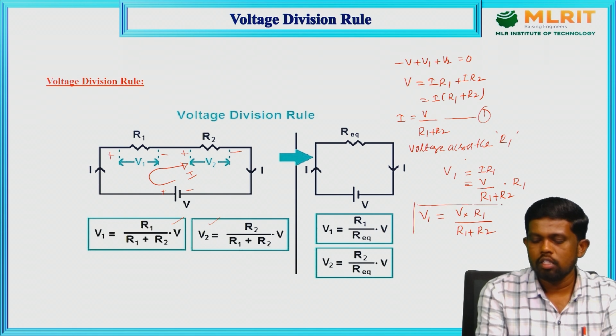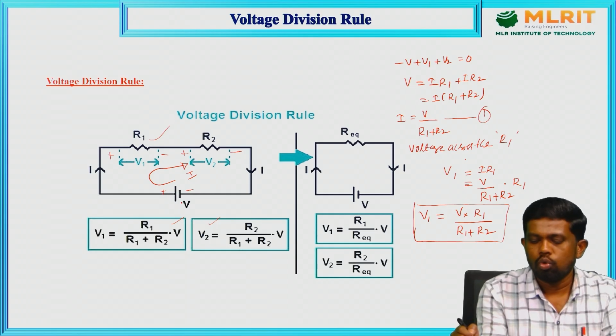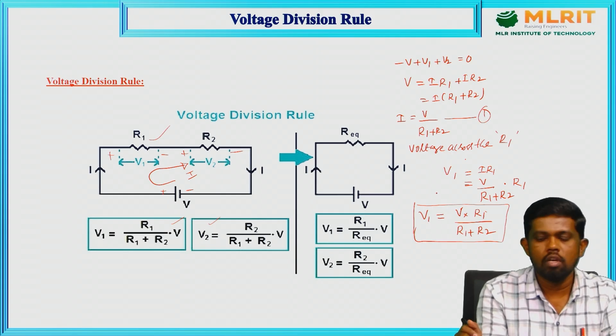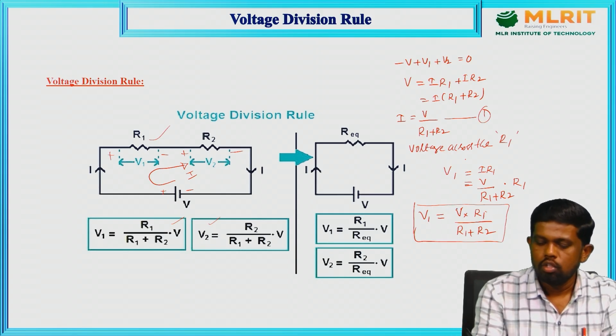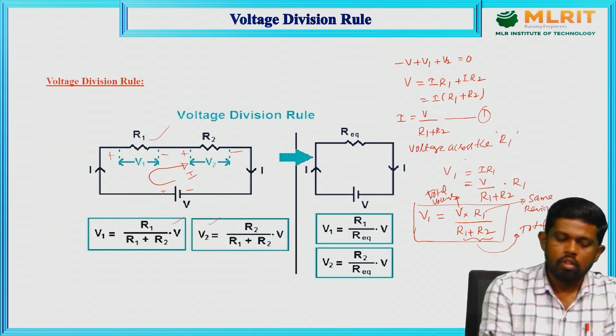So the voltage across a particular element, the first element in the given circuit, equals the total voltage of the circuit times the same resistance, divided by the total resistance. Previously, in the current division rule, we considered the opposite resistance. In this case we consider the same resistance. So it is the total voltage, times the same resistance, over the total resistance. This is the voltage division rule.